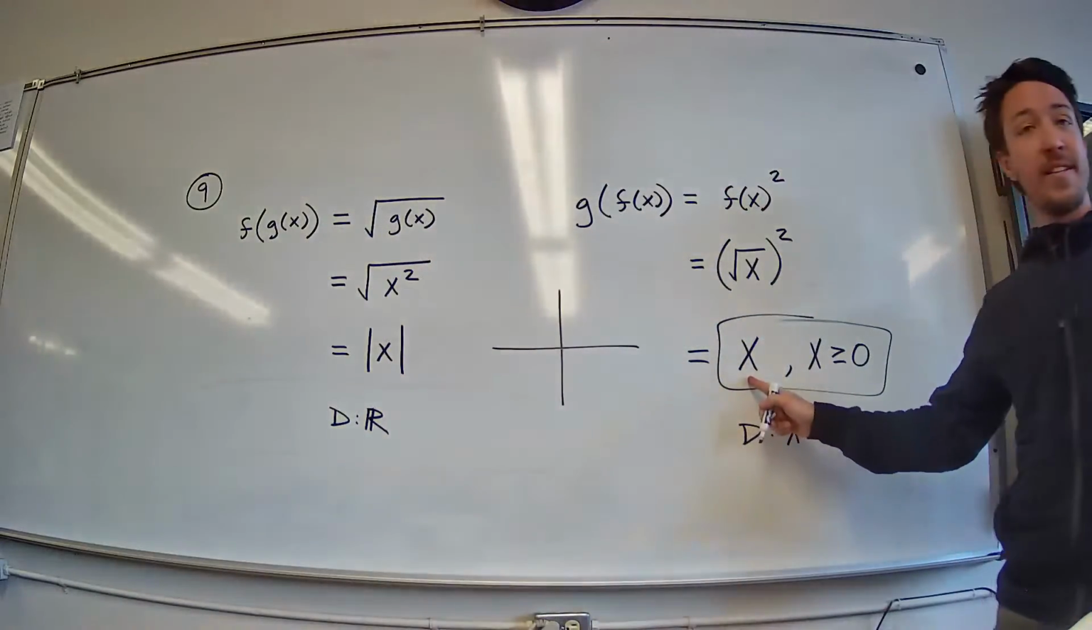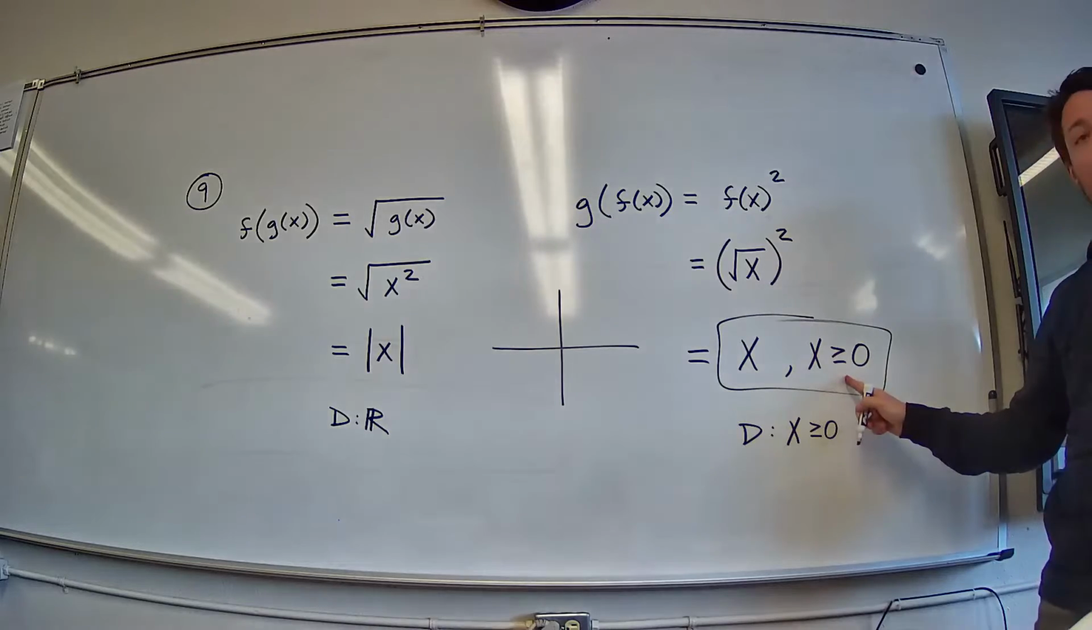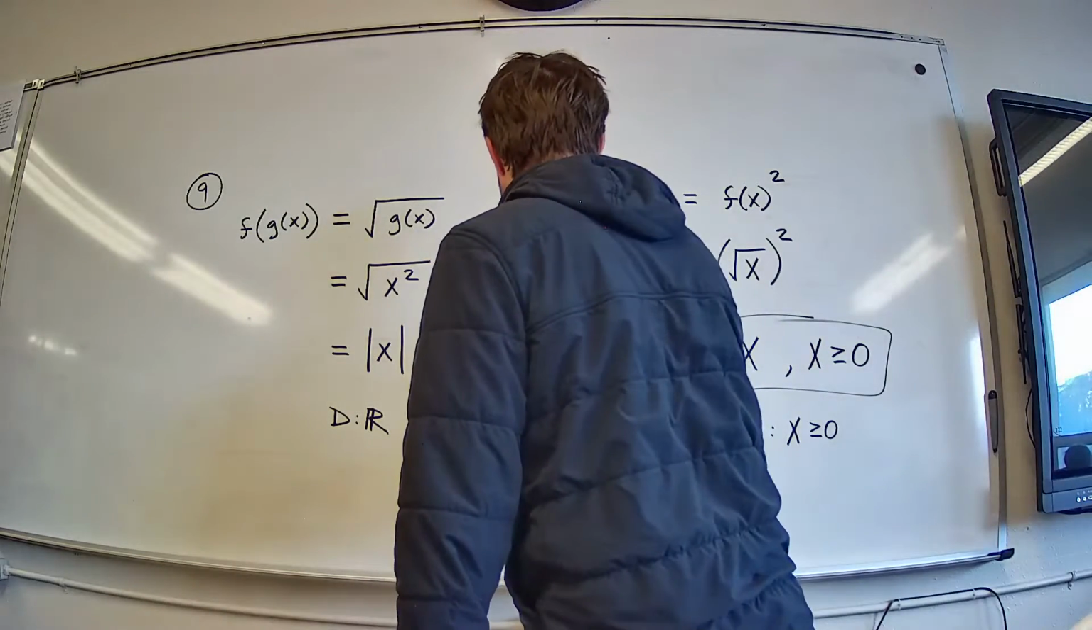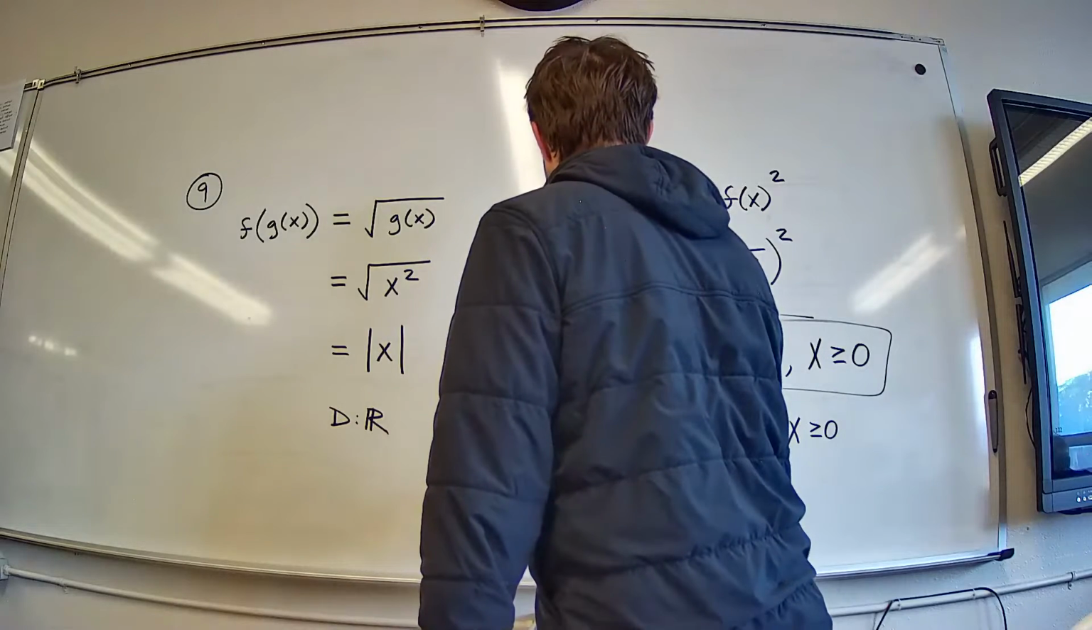Because that's a line, right? But if you cut it off at 0, you just have half a line. That's called a ray.